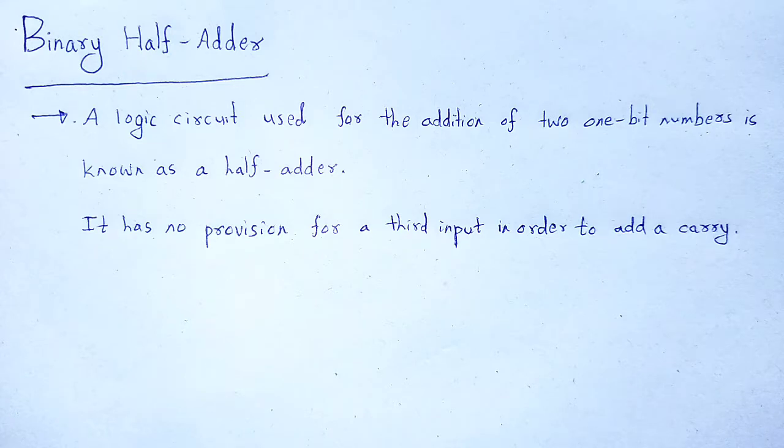The logic circuits basically used to perform these arithmetic operations are known as arithmetic circuits. There are so many arithmetic circuits, for example half adder, full adder, parallel binary adder, half subtractor and full subtractor. In this session we discuss binary, half adder and full adder.